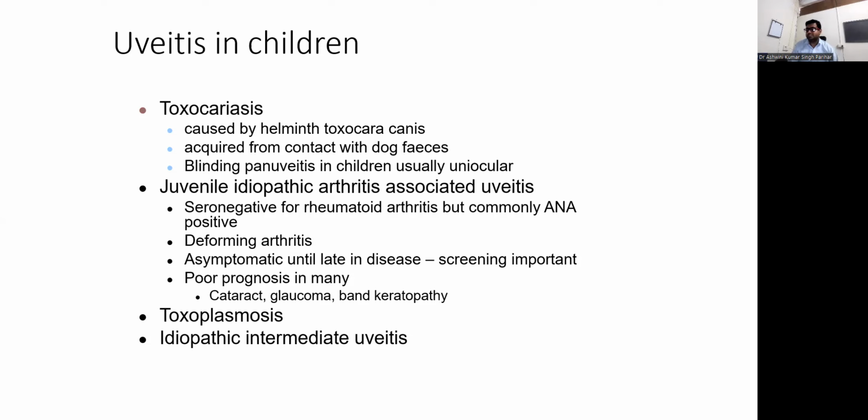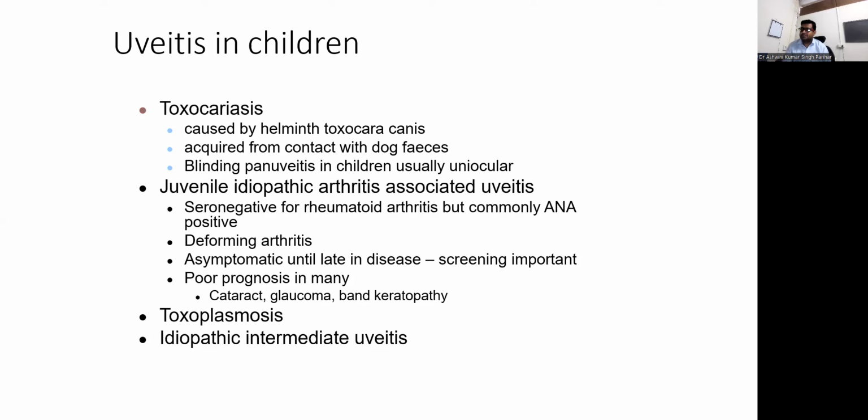And the prognosis of patients with JRA, in children, is usually not good. The patient can develop other deformities along with that, like band-shaped keratopathy and cataract formation in the early age.